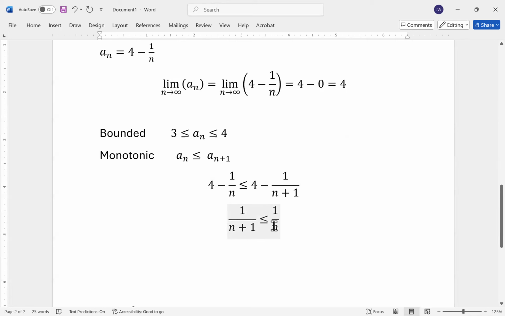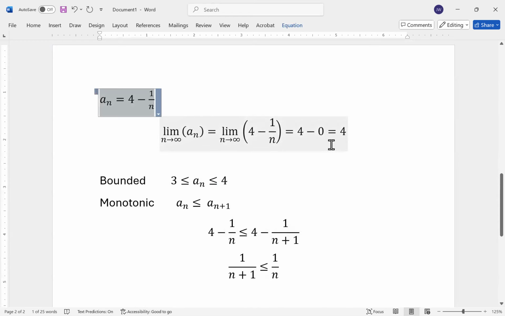So 1/2 is a bigger fraction than 1/3. 1/3 is a bigger fraction than 1/4. 1/5 is a bigger fraction than 1 over 6. 1 over 15 is a bigger fraction than 1 over 16. So for every n, that's going to be true. So we have monotonic because that's always true. We have bounded because that's always true. And the bounded monotonic sequence theorem says, therefore, we know this sequence converges. But notice we already knew that because of the nice limit tools that we've developed earlier.